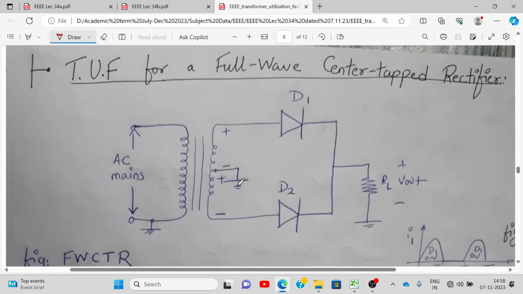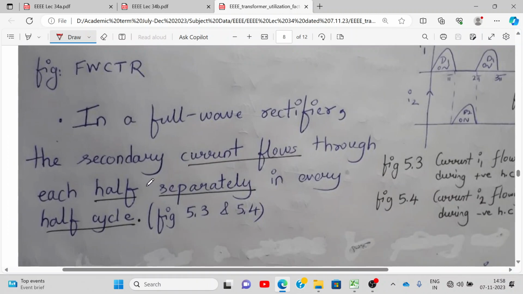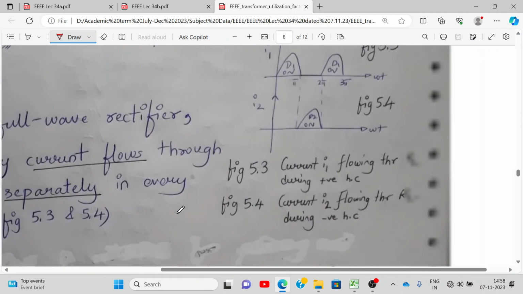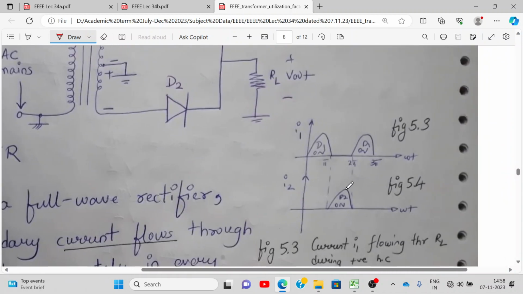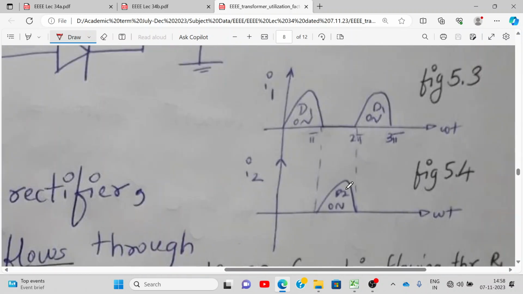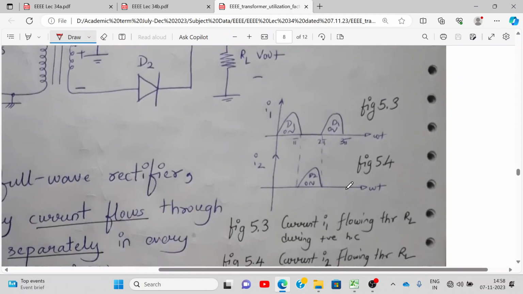Are you understanding? Center tap meaning the entire secondary coil is divided into two parts. And in each half cycle, each part is utilized separately. Okay? So the secondary current flows through each half separately in every half cycle like this. So if I want to plot the I1 and I2 waveform for a full wave center tap rectifier, it will be like this. So they are different now. So formulas also will be different for each half cycle, correct? So let me show you all that.